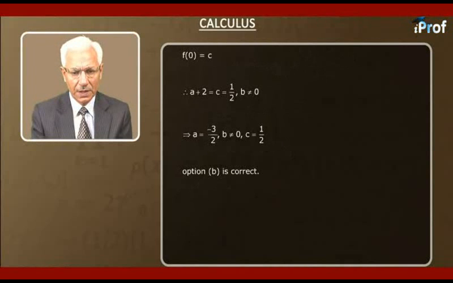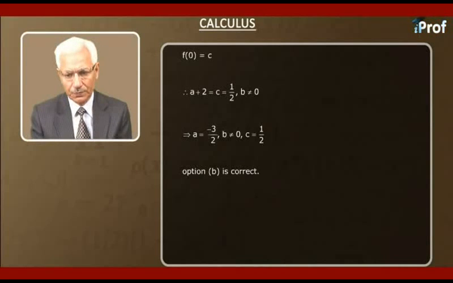Therefore, f(0) is equal to c, the left hand limit is equal to a plus 2, and the right hand limit is equal to 1 by 2. For continuity, all these three must be equal. That is, a plus 2 is equal to c is equal to 1 by 2, where b is not 0. Hence, a is equal to minus 3 by 2, b is not 0, and c is equal to 1 by 2, which shows option B is correct.